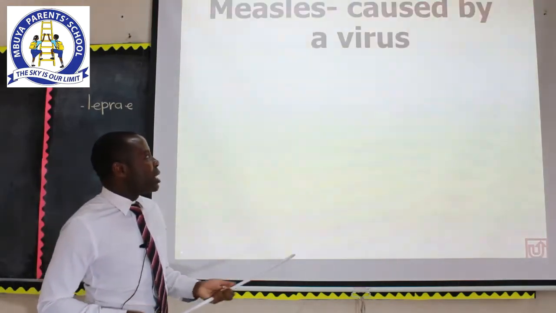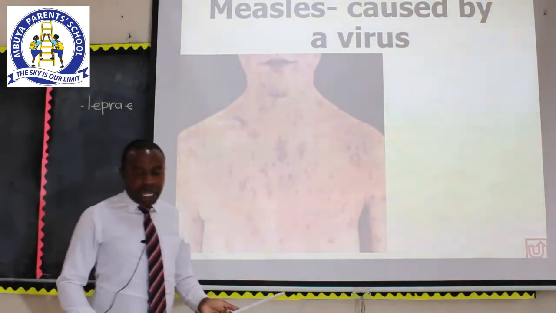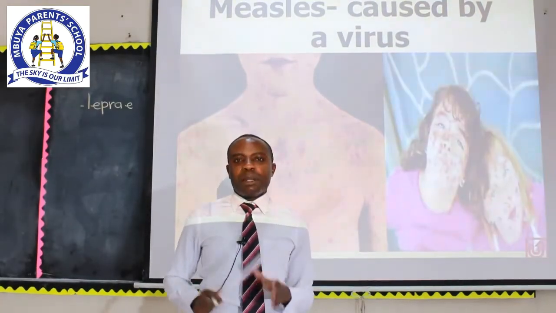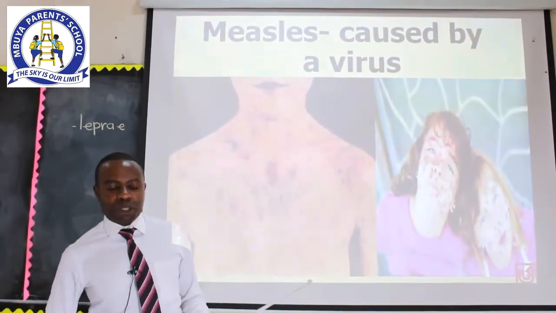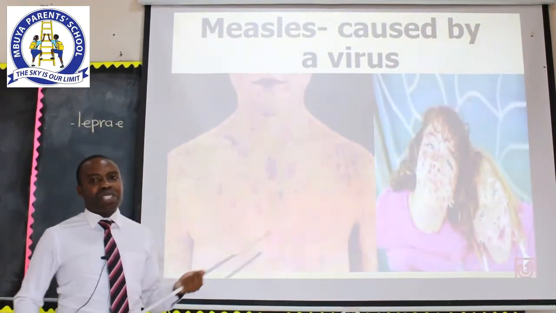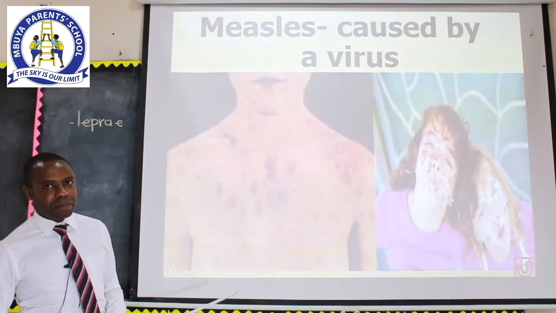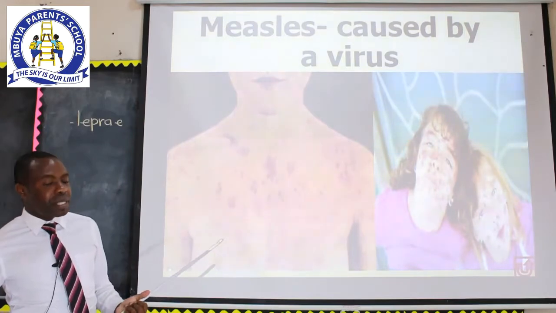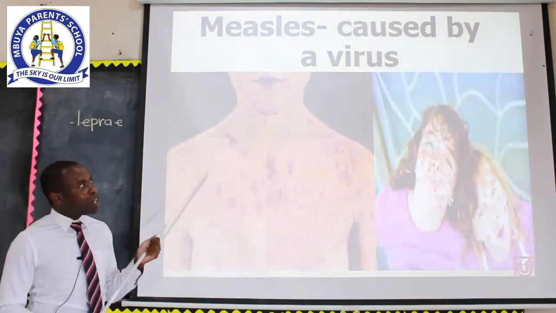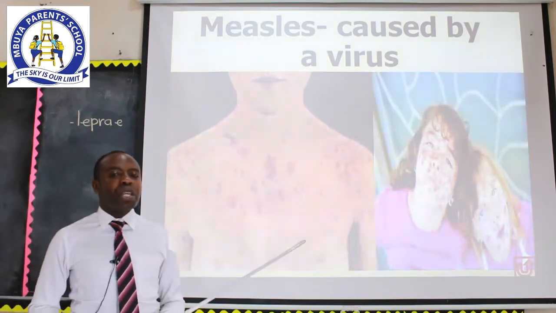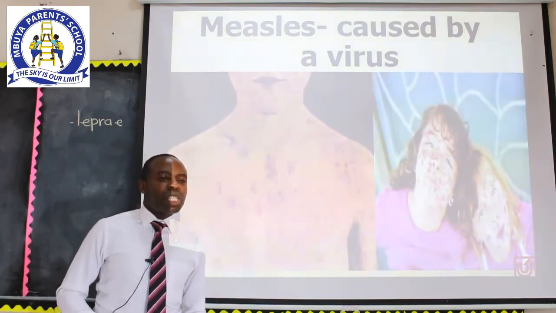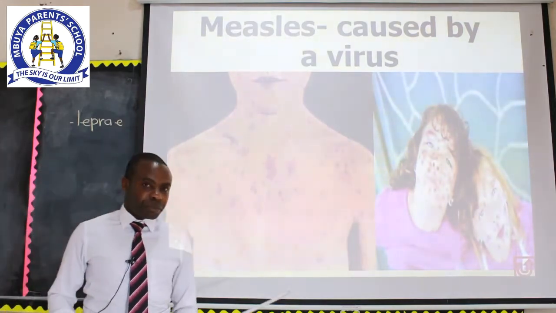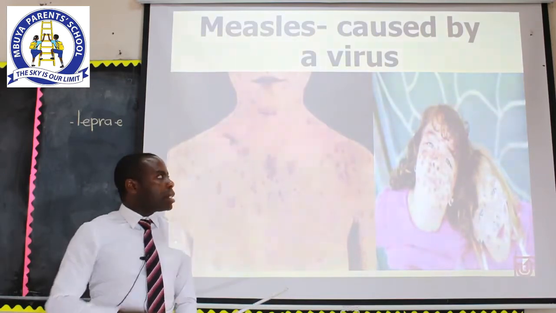Another disease we are having is measles. Candidates, I want to believe that measles is not a new disease. In P5 under immunization, we talked about measles. And this measles can majorly affect young children. It is caused by a virus, meaning it is a viral disease. And we can make sure that we have prevented measles by immunizing children using measles vaccine. And the vaccine, you remember, it is always put on the left upper arm.